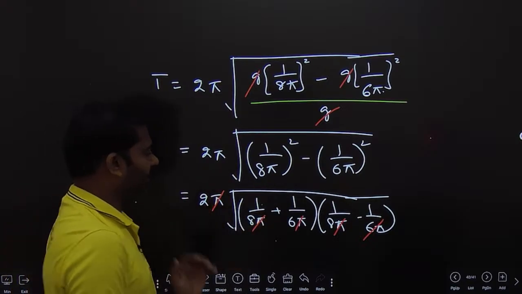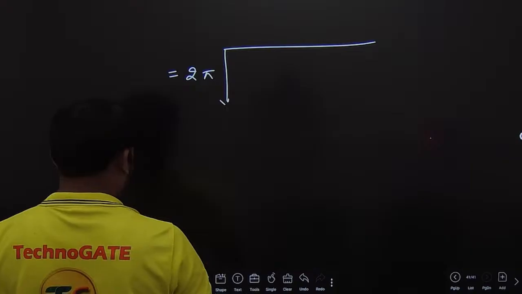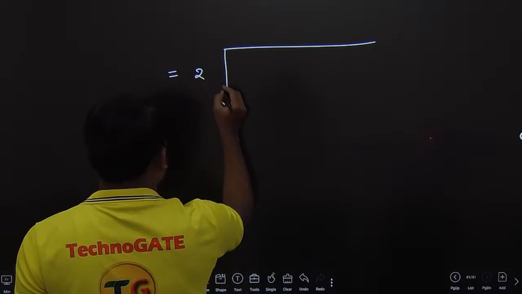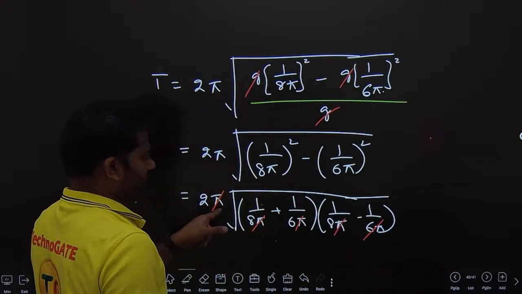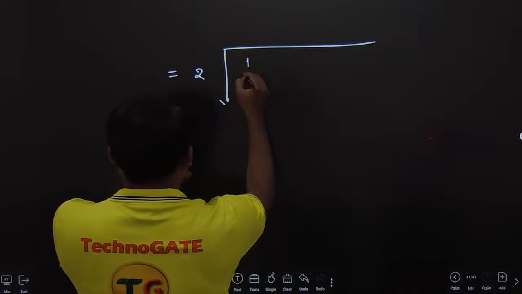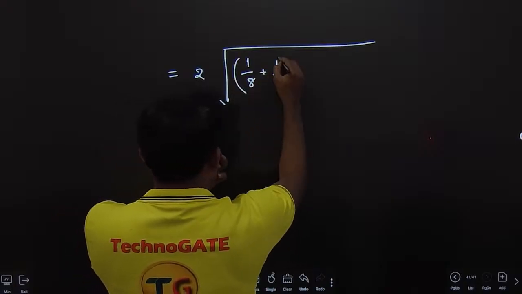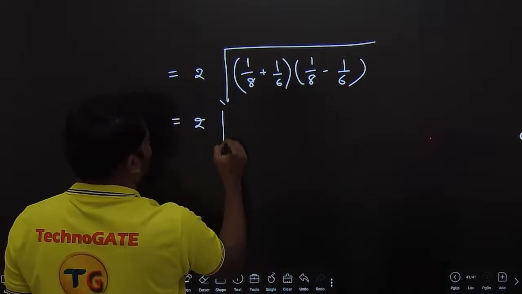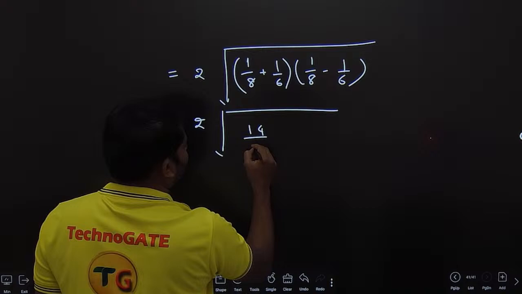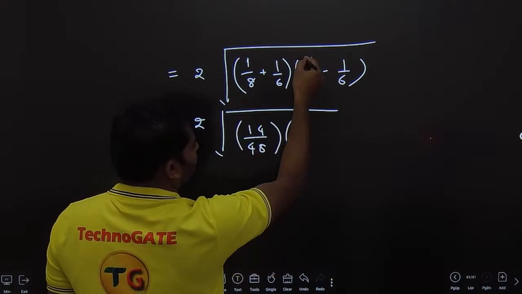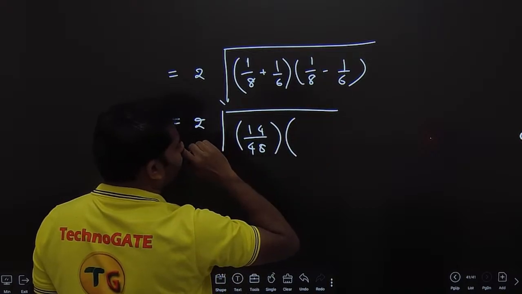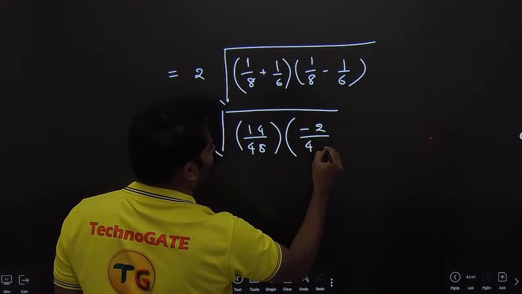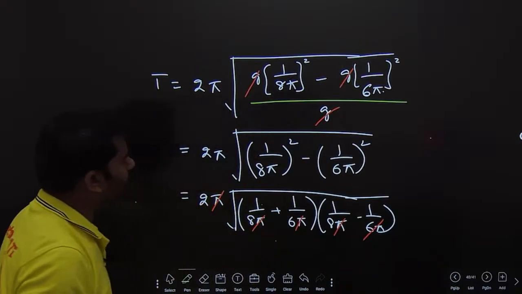So we need to do this remaining simplification. So you will get it as this, pi is anyways gone. So we have root of 1 by 8 plus 1 by 6, 1 by 8 minus 1 by 6. Let's simplify this. It is 14 by 48. It is 6 minus 8, 6 minus 8 is minus 2 by 48. Somewhere some mistake has happened because a negative sign should not come inside a square root.